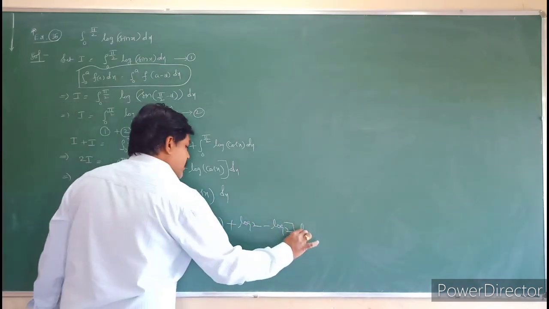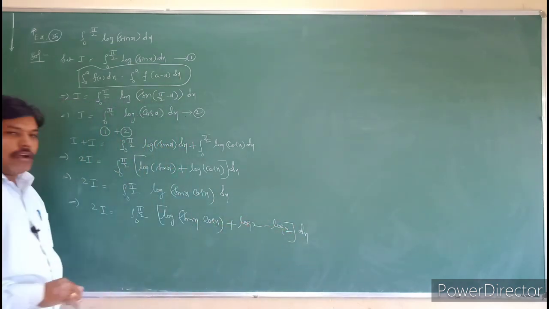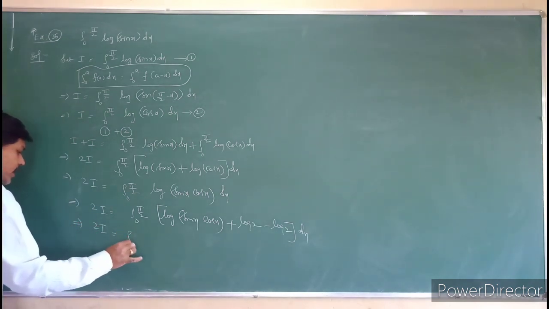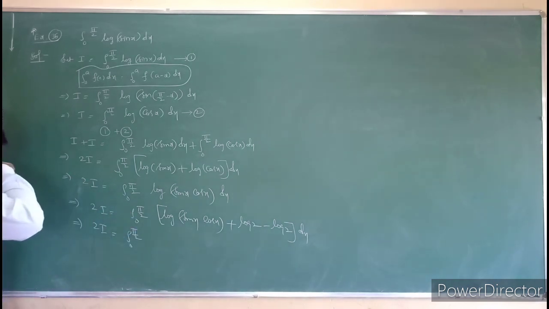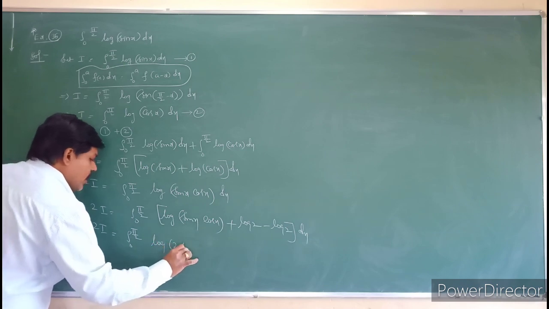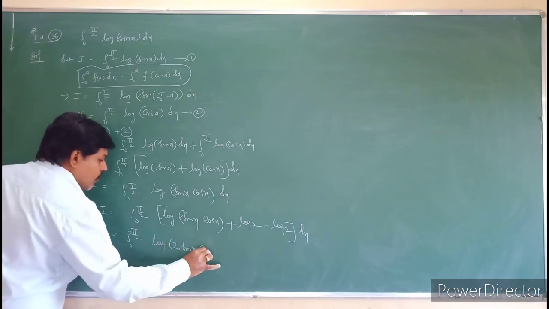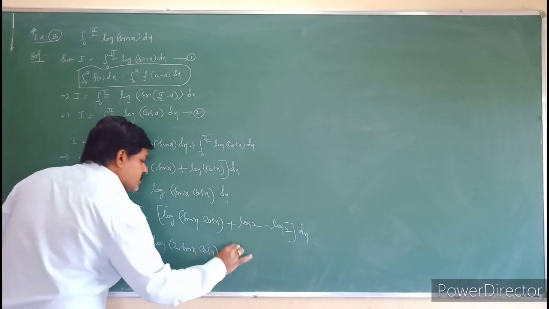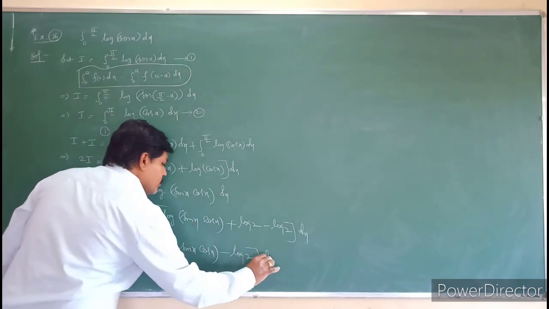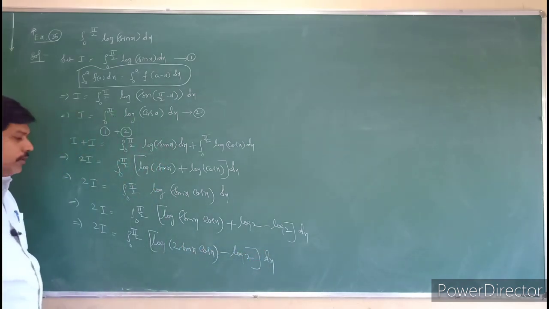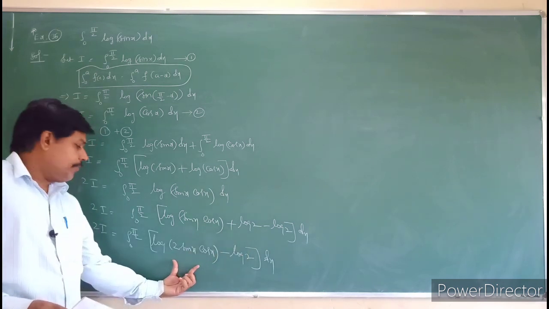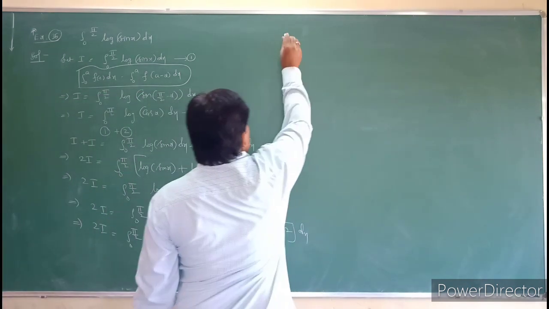So what I have added here? Plus log 2 and minus log 2. Why? Because you can take this value 2I is equal to integral 0 to pi by 2 of log a plus log b, which you can write as log of ab. It will become 2 sin x into cos x minus log 2, into dx. So log a plus log b you can write as log of ab.